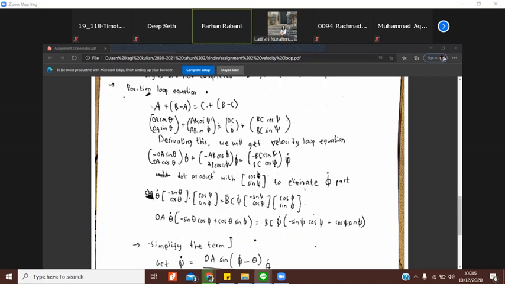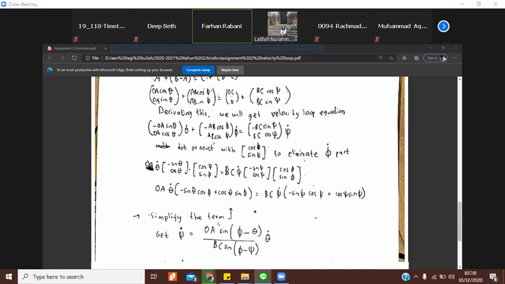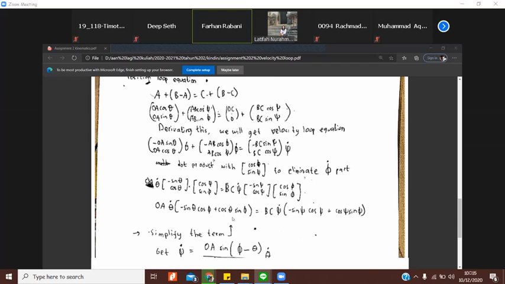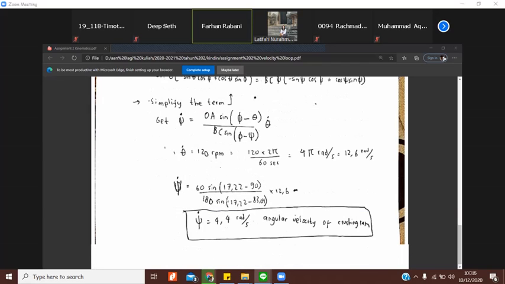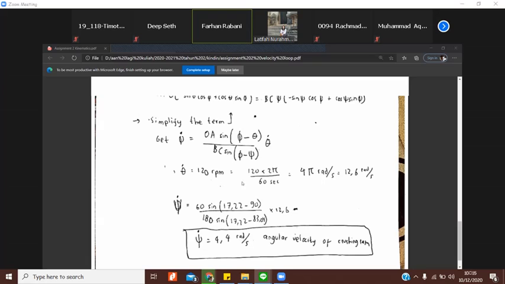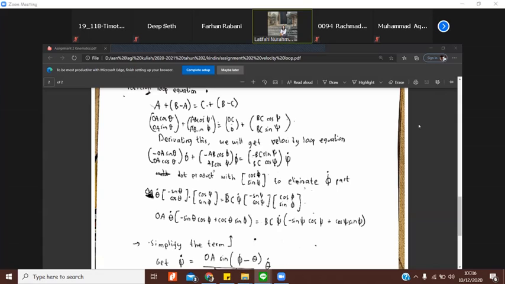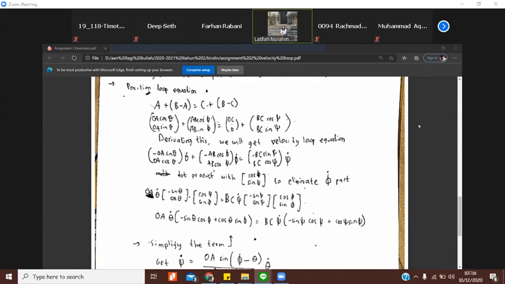But I think the final number doesn't change, because this term right here will be 0 in the next step, since we'll eliminate this theta dot part using the dot product. This is what I mean. Yes, that's the problem, minus AB cos phi and AB cos phi. This is not correct. This was supposed to be sine. Right, sine. Okay, I think that's my mistake. Yeah, that's a small mistake, but just have to be careful.